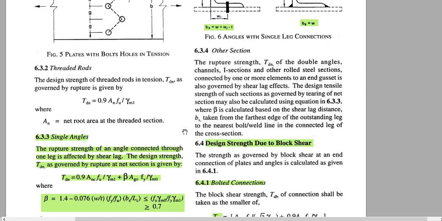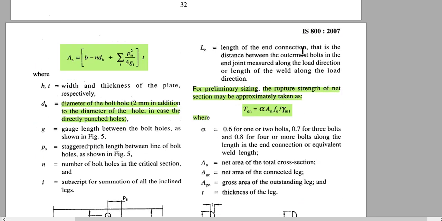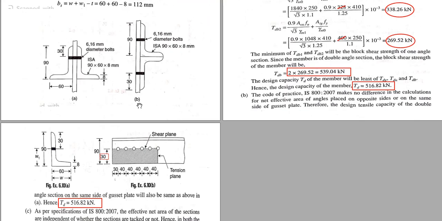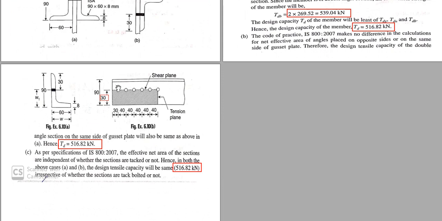Now what is Lc? Lc is the length of the end connection, that is the distance between the outermost bolts in the end joint measured along the load direction, or the length of the weld along the load direction. That means basically it is the length of the connection. In this figure, what is the length of the connection? It is from this outermost bolt to that outermost bolt, so that should be 40 plus 40 plus 40 plus 40 plus 40, that means 5 into 40.